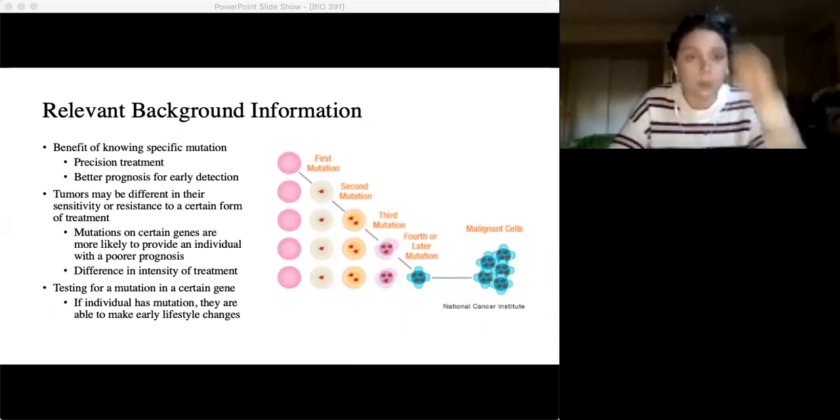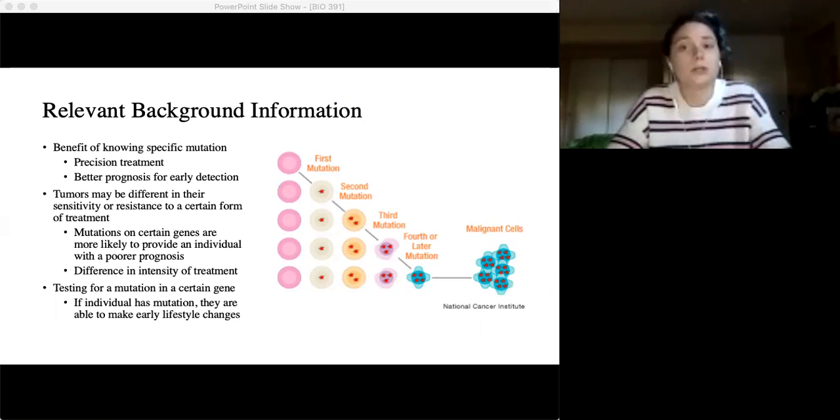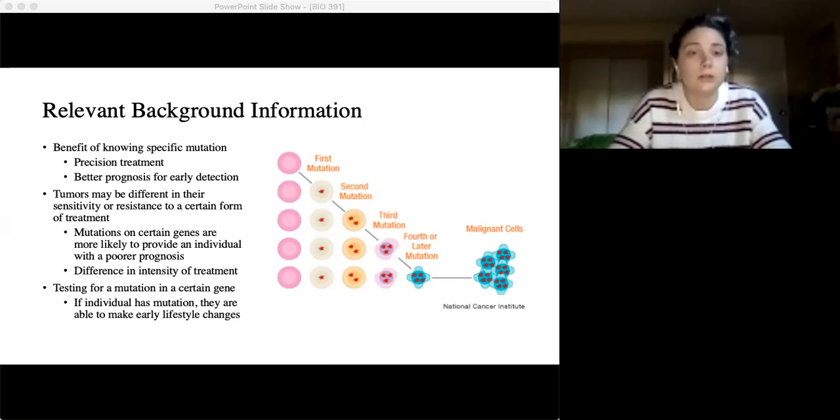So there are many different benefits to knowing a specific mutation, and one of these benefits is that early detection leads to a better prognosis. Another benefit is precision treatment, which provides personalized medicine for the treatment of cancer based on the genetic alterations of an individual's disease, which provides basically an all-around better prognosis.